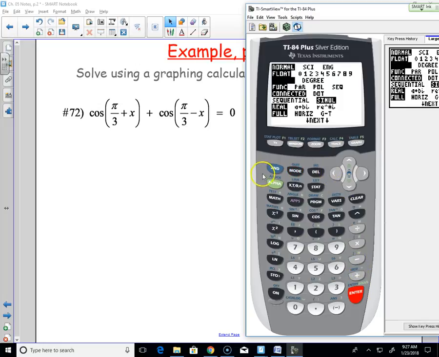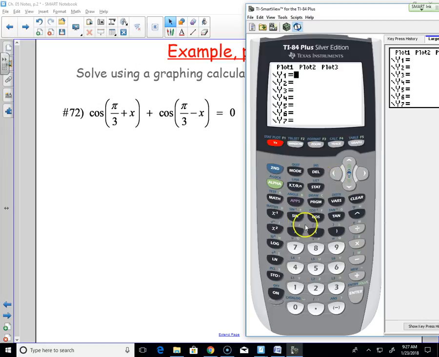But now that I'm in radian mode, I could go ahead and graph cosine of, use your little pi, it knows what's going on, pi over 3. But hold on, I also need a plus x, right? Good thing is, calculator knows PEMDAS, which means it will keep the multiplication together and the addition separate. I don't have to do extra parentheses. But I do need the other piece of the puzzle, so I could go ahead and plug in my pi over 3 minus x.